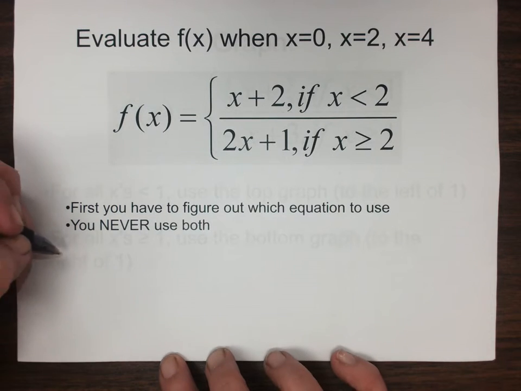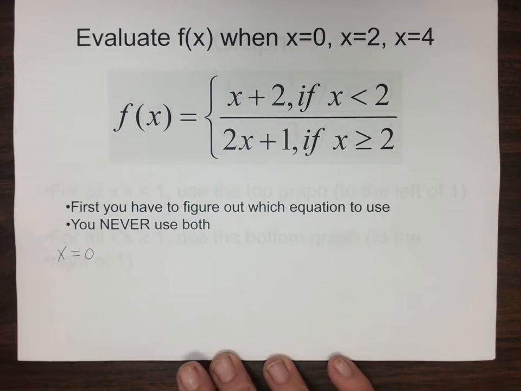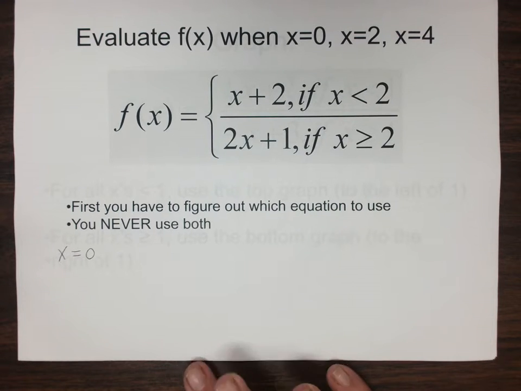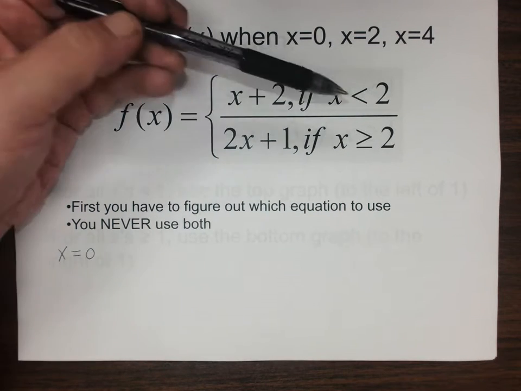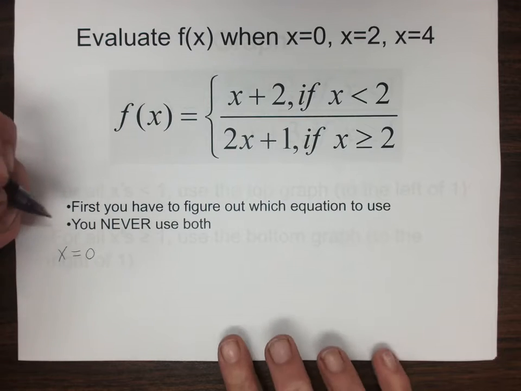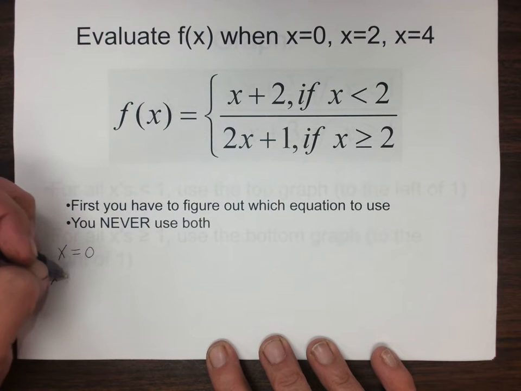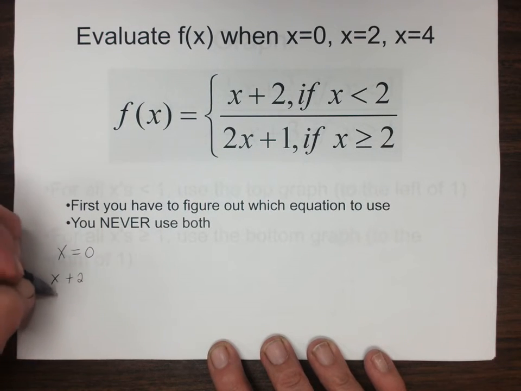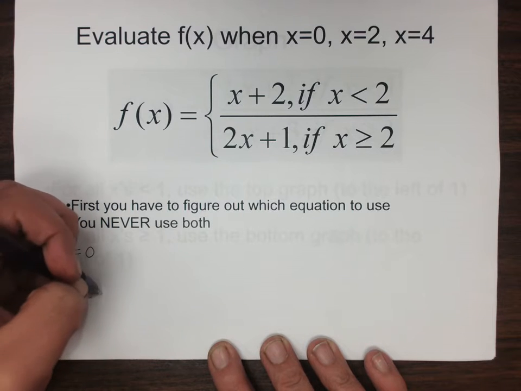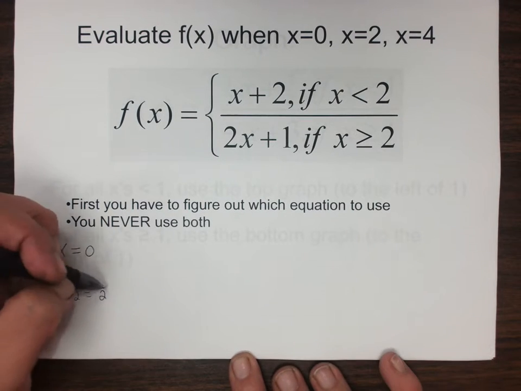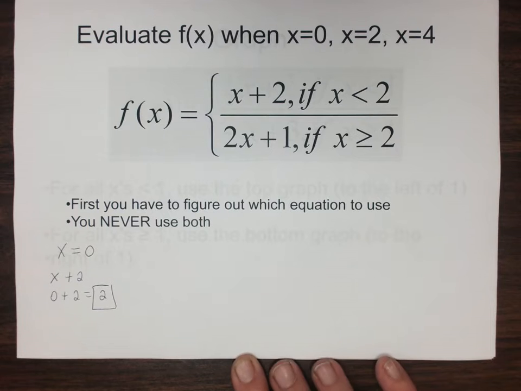Okay, so let's find out when x equals 0. Well, I need to figure out which of these equations I want to use. Well, 0 is less than 2, so I need to plug 0 into x plus 2. So 0 plus 2 gives me 2. That's the function value at 0, it puts out a 2.